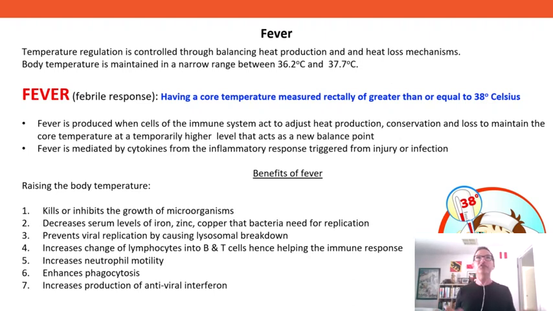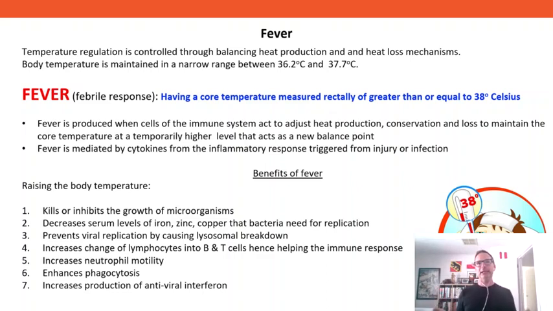Now, fever, which we also describe as the febrile response. So if you're having seizures caused by a fever, they are febrile seizures, just as an example of how to use the word. Fever is having a core temperature measured rectally of greater or equal to 38 degrees Celsius. And I believe that's 100 degrees Fahrenheit, although I don't really use the Fahrenheit system, so 38 degrees Celsius.